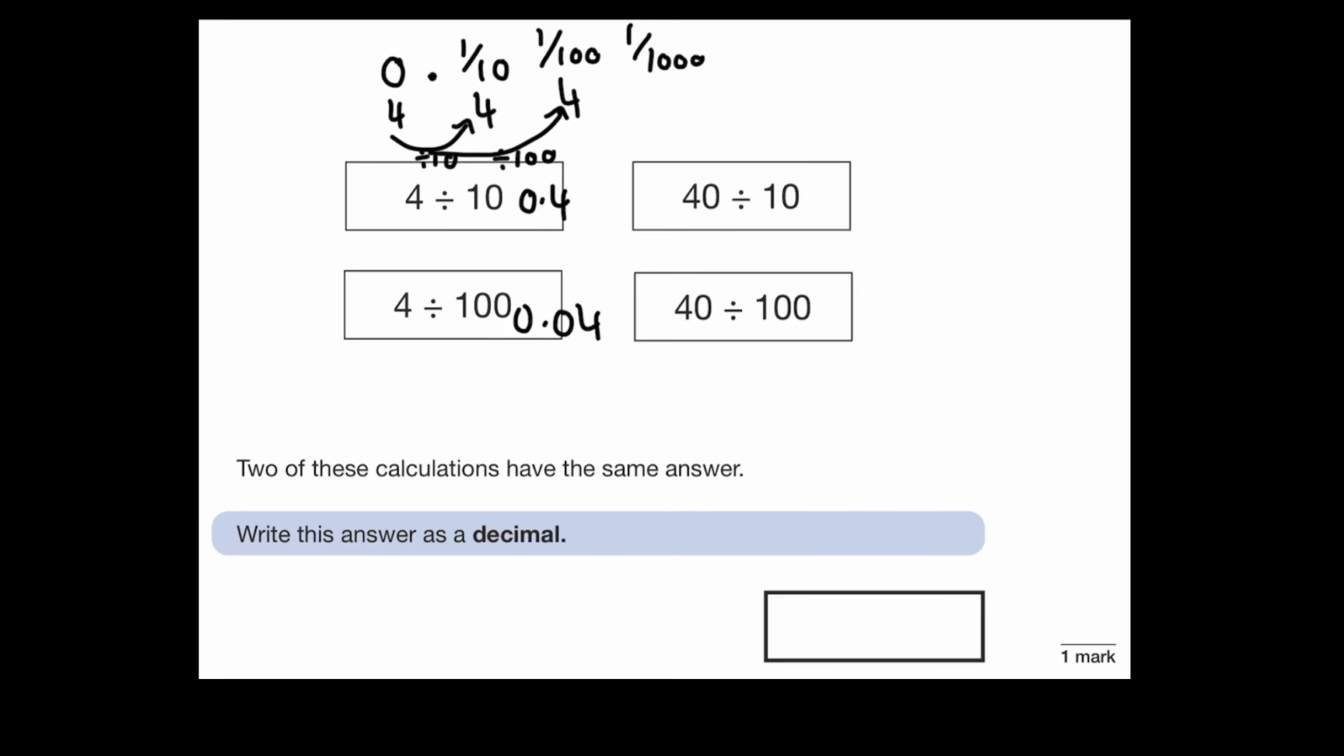So those two are not equivalent. Now we are going to look at 40 divided by 10. There are 4 lots of 10 in 40. 40 divided by 10 is equal to 4. 40 divided by 100 is equal to 0.4. And therefore, 4 divided by 10 is equal to 40 divided by 100. So the decimal is 0.4.